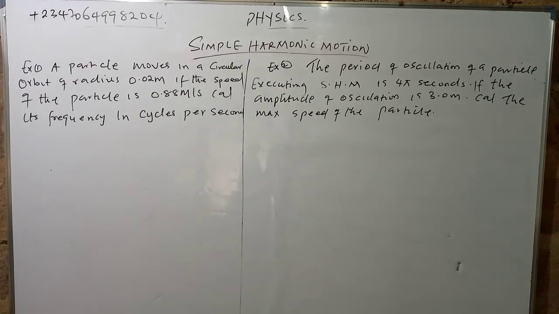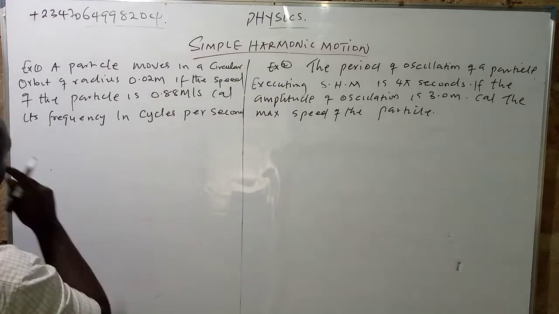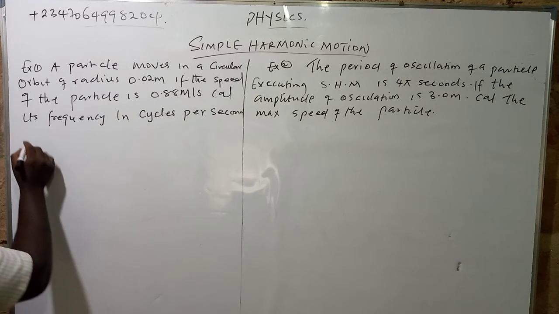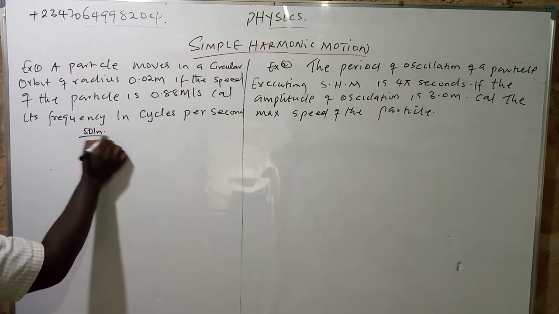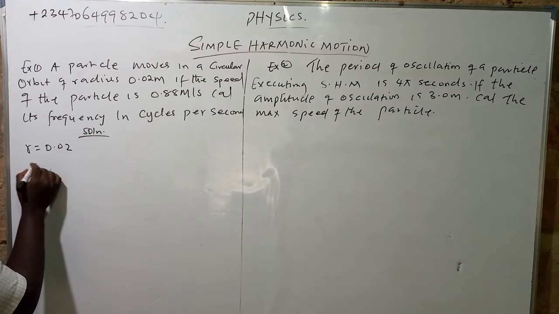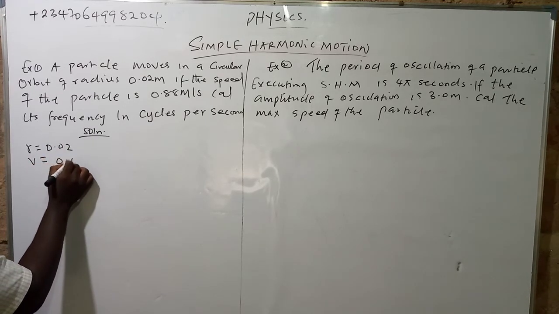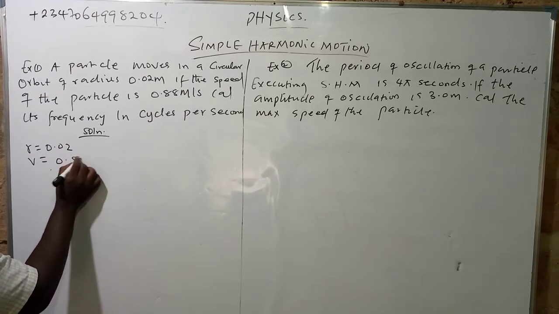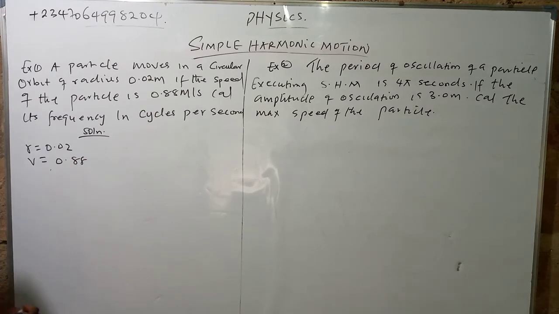We have example number 1 here. A particle moves in a circular orbit of radius 0.02, so the radius is 0.02. If the speed of the particle v is 0.88, calculate the frequency in circles per second. Of course, that is the frequency.